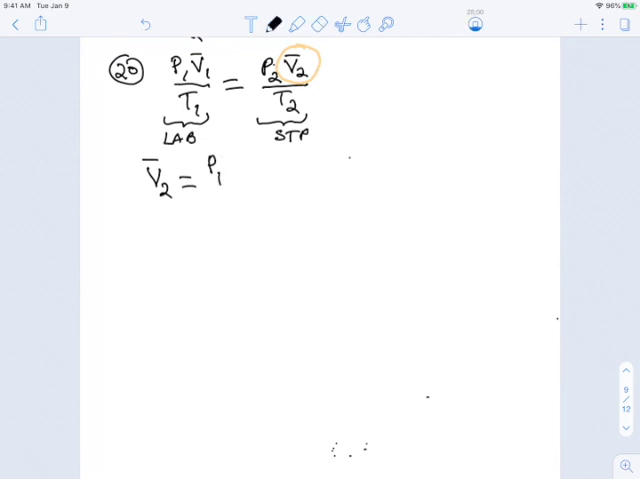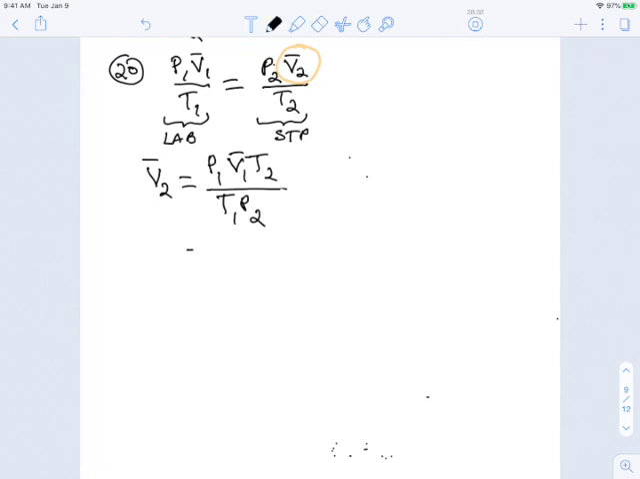So that would be P1 times V1 times T2 divided by T1 times P2. Okay, so those are the numbers I'm going to put in here. Let me put in those numbers, and then we're going to do the calculation together.